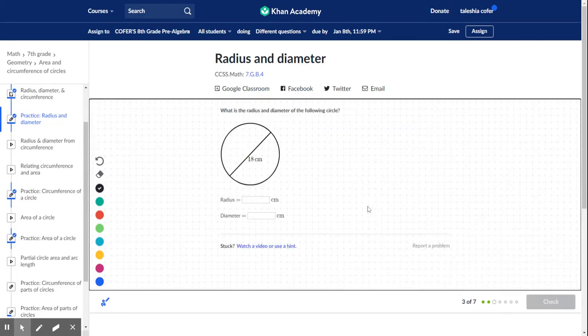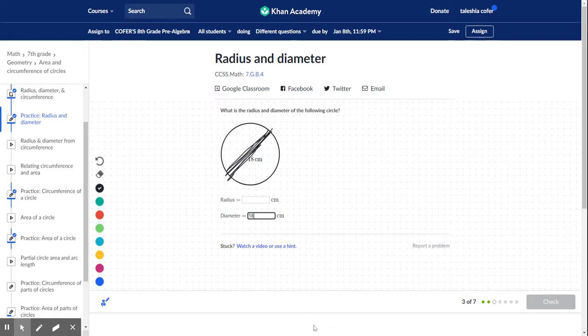On this one, they want to know the radius and the diameter. Remember I told you that the diameter is the distance across the whole circle. They give us the diameter here. Across the whole circle, they tell us that it is 18. If the whole thing is 18, and I want to know half of it, which is the radius, I take 18 and I divide it by 2, which gets me 9. So my radius is 9.